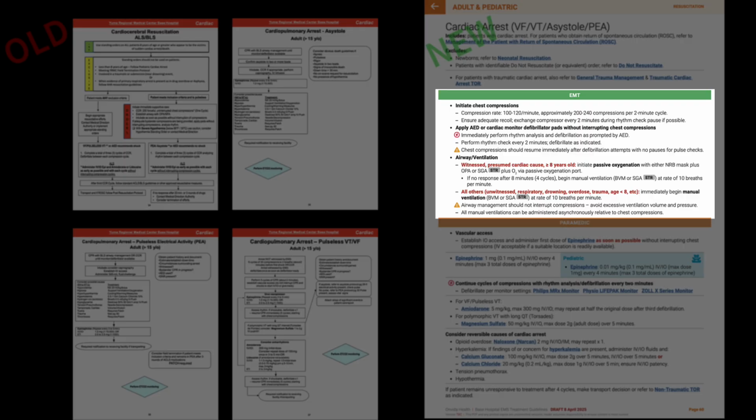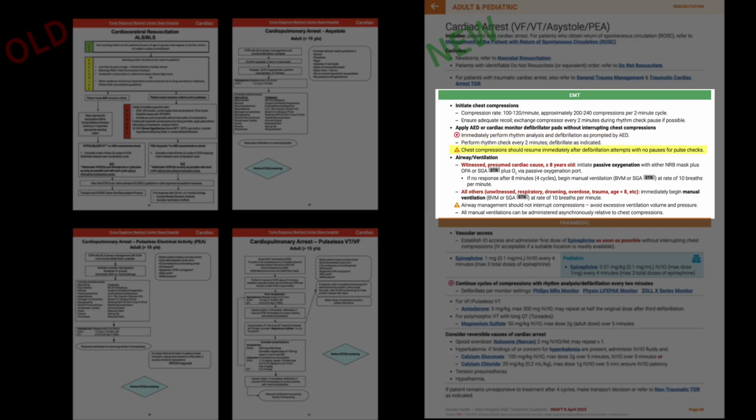Below that action step, we prompt you to immediately perform a rhythm analysis no matter how many compressions have been administered. If the AED indicates a shockable rhythm or you identify a shockable rhythm on the monitor, defibrillate immediately. This next bullet defines the rhythm checks as occurring every 2 minutes, in sync with swapping out the person who is doing the compressions. Please note this caution statement.